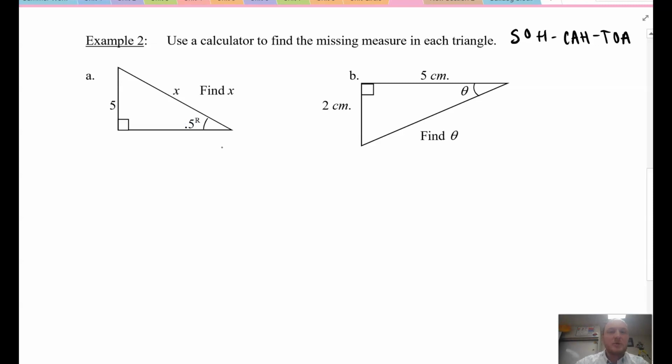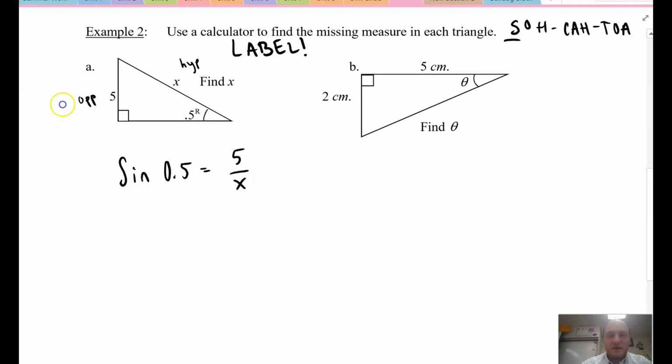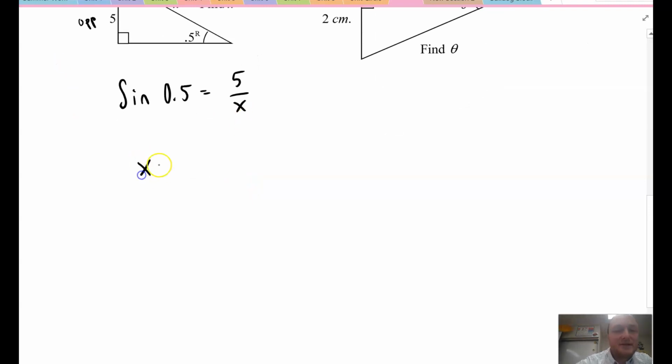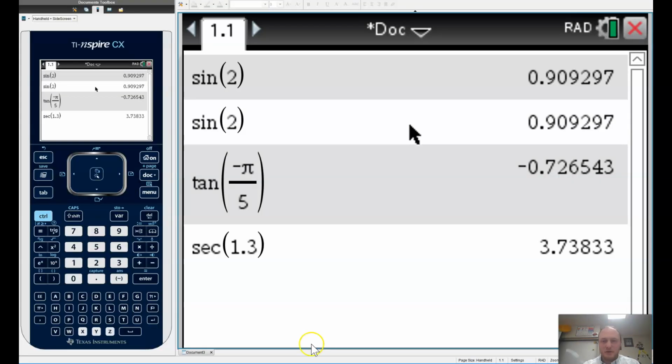When working with these problems, remember, always go ahead and label. Very important, right? So if this is my angle, then this is the side that is opposite. This is the hypotenuse. Okay, so that's going to be sine. So sine of 0.5 is equal to 5 over x. If I solve for x, I'll multiply both sides by x, then divide by sine of 0.5. Then we'll utilize our calculator to calculate that.